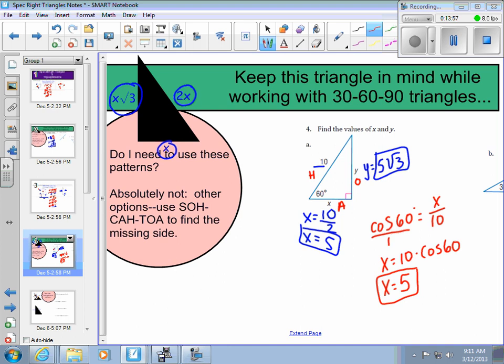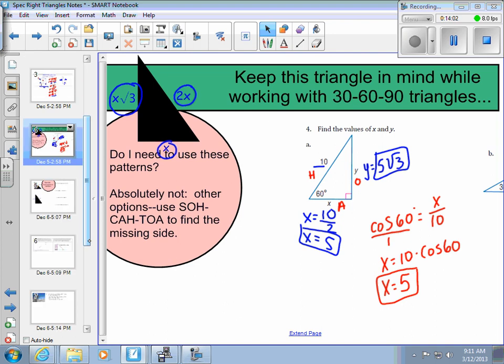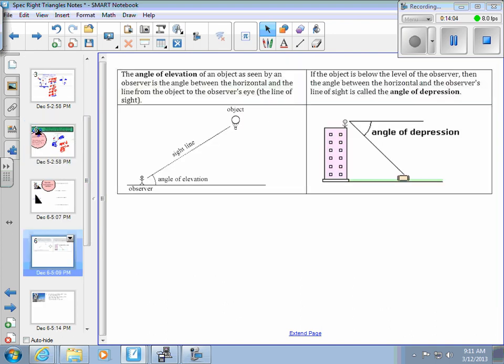Okay, one other thing we're going to be talking about along with special right triangles in this lesson is something called angle of elevation and angle of depression. This is on the other side of your note sheet. Angle of elevation, if something's elevated, it's higher up than where you are at. So on this one, we got this little observer down here, this little person looking up at this hot air balloon. The sight line is listed right here.